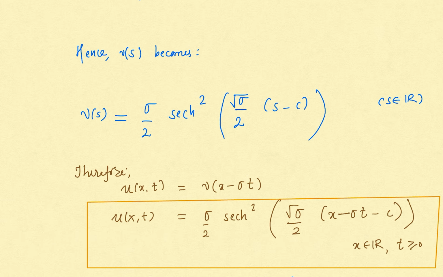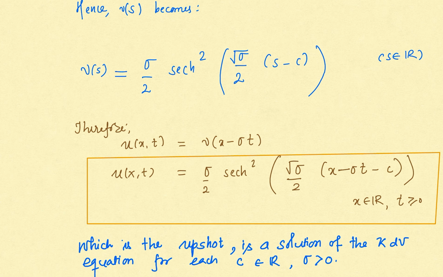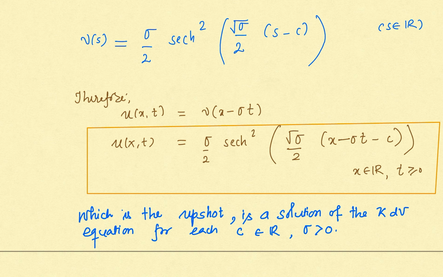That means now our initial solution should be in terms of u(x,t), because the traveling wave solution is given by this profile, with the velocity sigma, v(x minus sigma t). Replacing back, u(x,t) will be equal to sigma over 2 sech squared of the square root of sigma over 2, where s can be replaced by x minus sigma t minus c. So this is the upshot, and it is a solution of the KdV equation for each c as a real number and sigma positive.